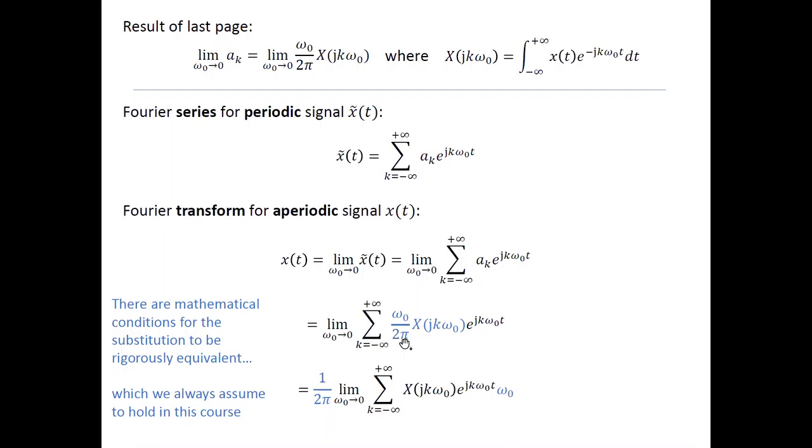And we can replace AK with its limit as omega 0 goes to 0. What is the limit of AK? It is from the last page. Under this limit, AK can be replaced by this term, omega 0 over 2 pi times capital X of jk omega 0. Here, let me remark that there are some mathematical conditions with which this substitution is rigorously equivalent. Because by making this substitution, we're actually replacing a constant term AK with its limit, which is outside of the infinite sum. But we are putting this limit from outside to both outside and inside. So to put a limit inside the infinite sum, there need to be some mathematical conditions. I will not mention these conditions, but in this course, we always assume these conditions hold. So this replacement has no problem.